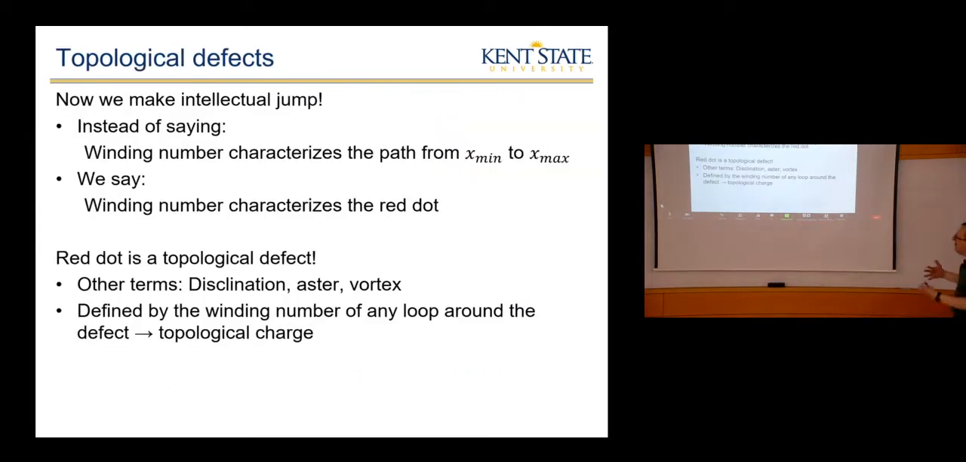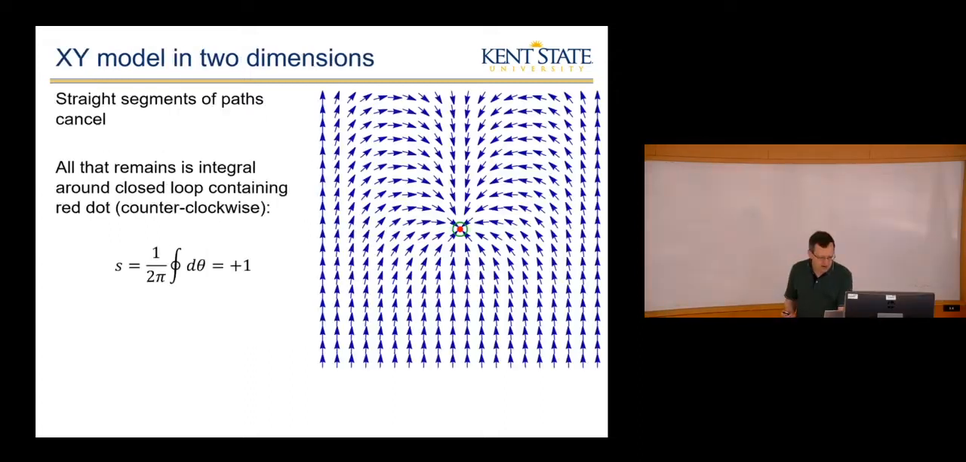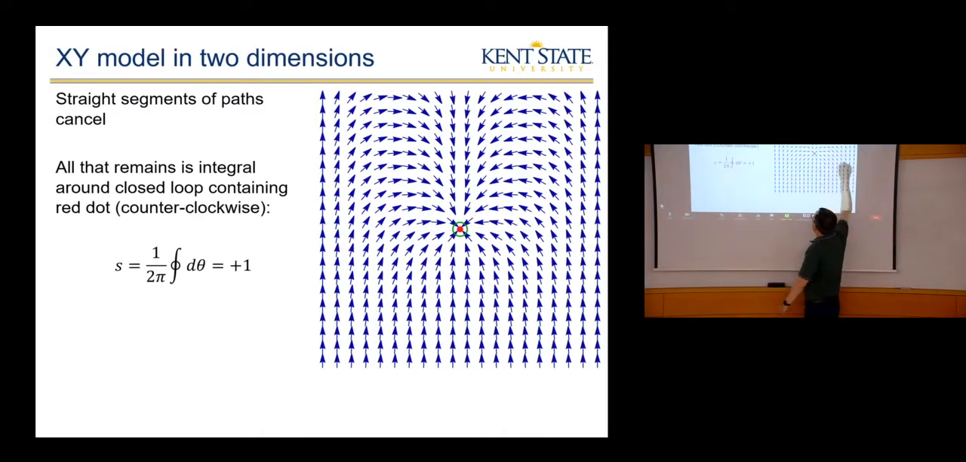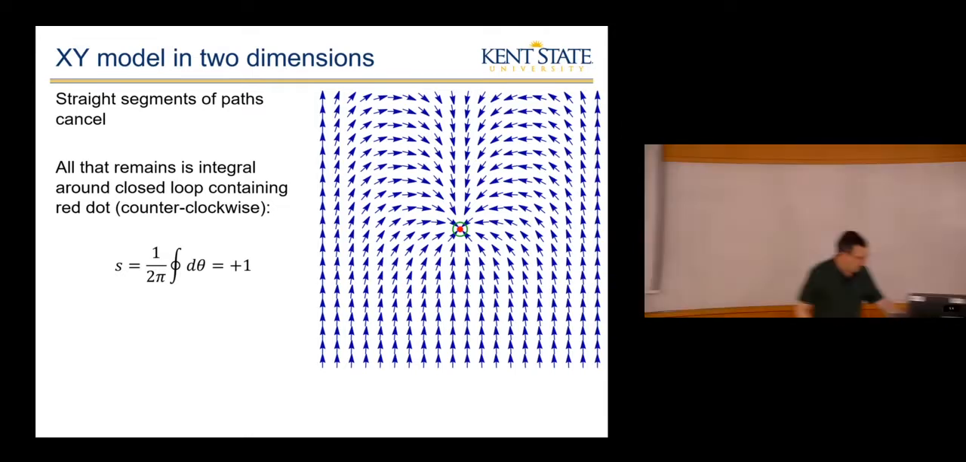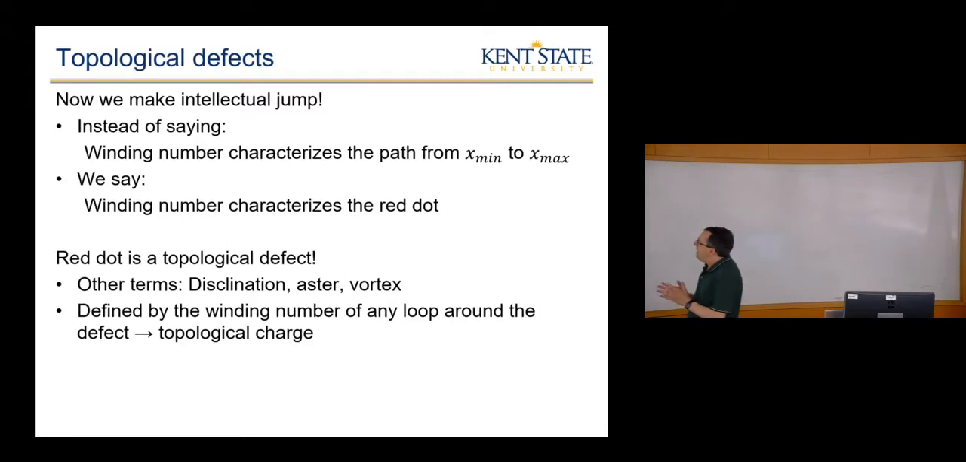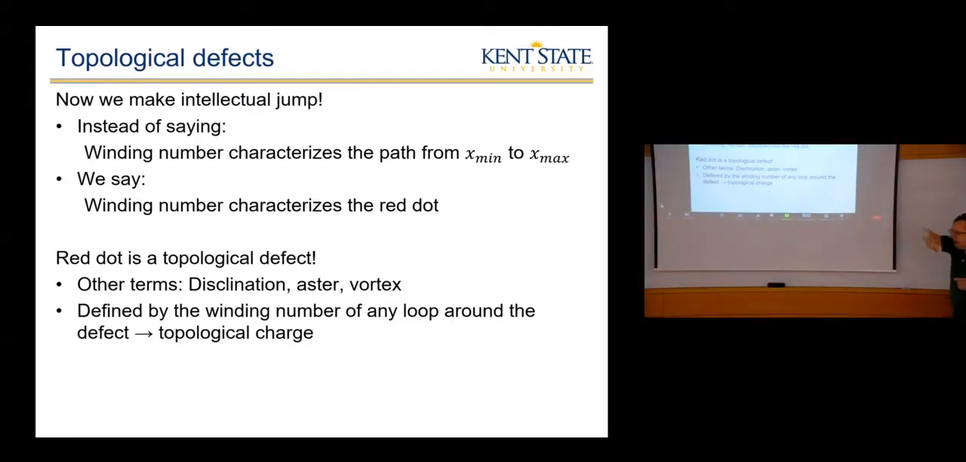So at this point, we make a kind of intellectual jump, all right? That is to say, instead of saying that the winding number characterizes the path from the left side to the right side, we can say the winding number characterizes the red dot, okay? It's saying the winding number is telling us something about the red dot, right? The red dot is a place where winding numbers change from zero to minus one, right? And that's described by what happens going around the loop. Okay. So the red dot, that's a topological defect, okay?